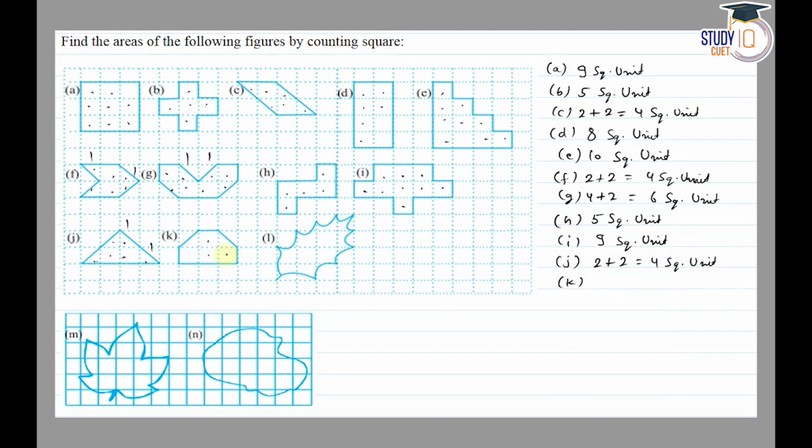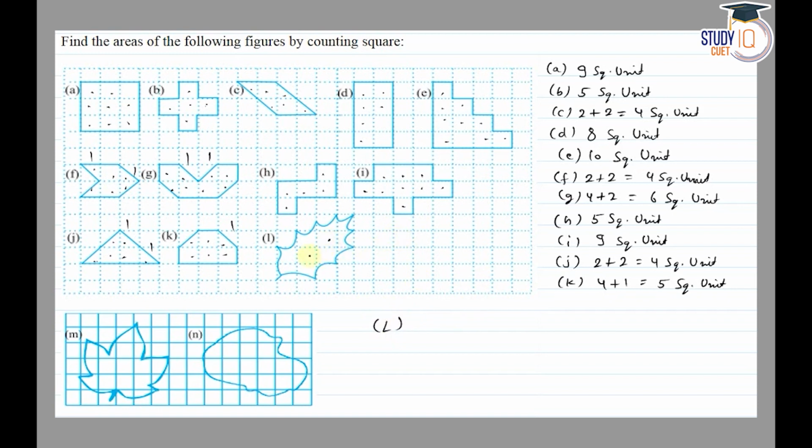So 1 2 3 4. So 4 fully covered plus 2 half. So 2 half मिलकर जाएगा 1. So 4 plus 1 is equal to 5 square unit. So next, L.